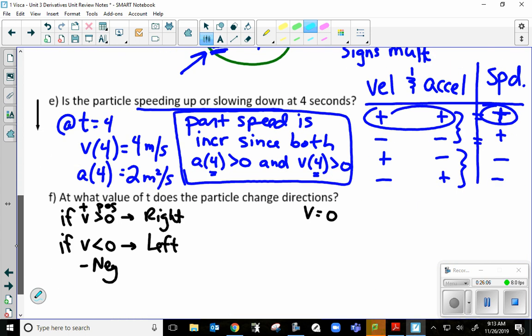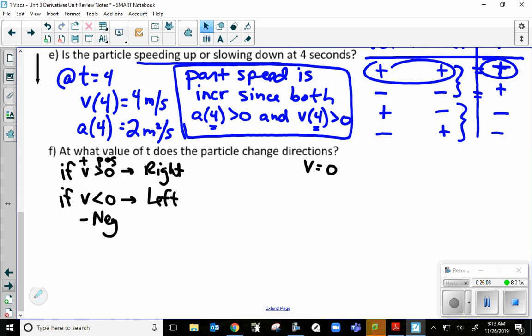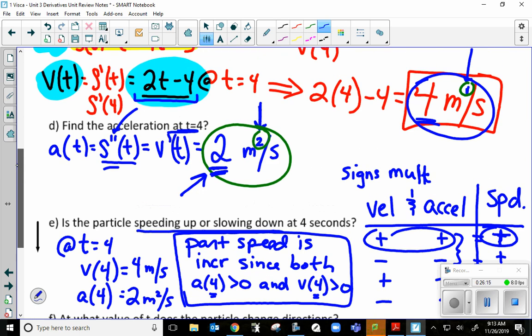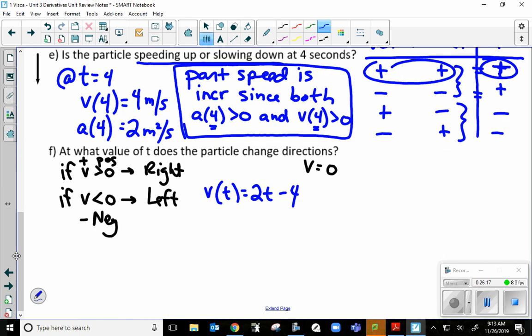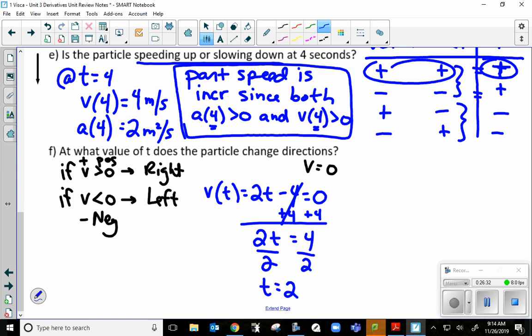So let's say velocity equals 2t minus 4. Did I write that down right? I think I did. Yep. So where's that equal to 0? That's at time 2. If I add 4, I'm just solving for t here. I get 2t equals 4. And if I divide by 2, so at time equals 2, that's when my velocity is 0. So I'm literally going to put that on a number line. Watch what happens. This becomes really easy.